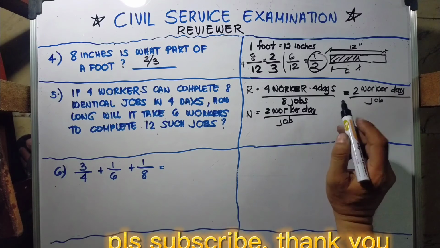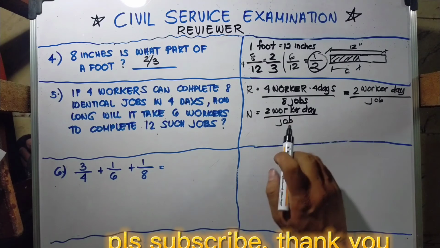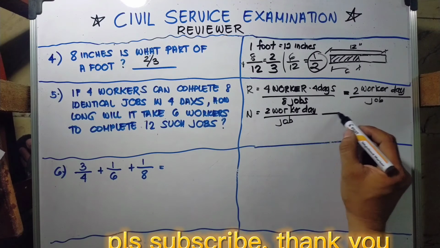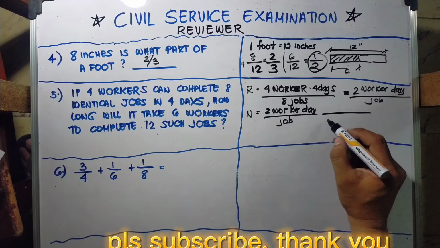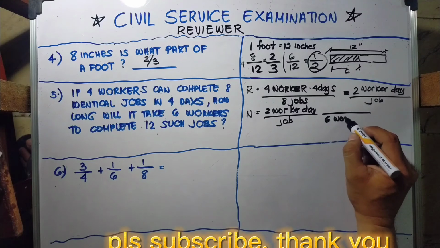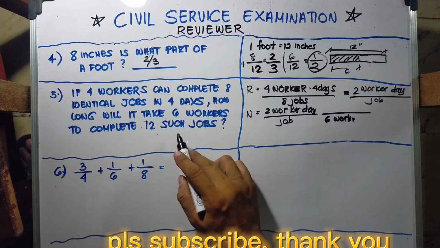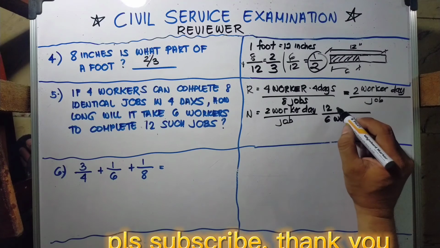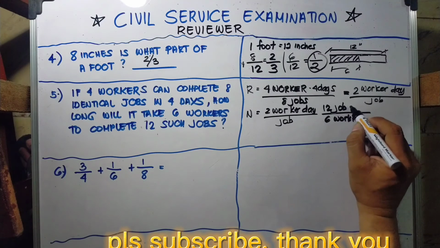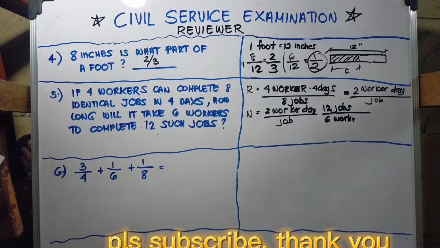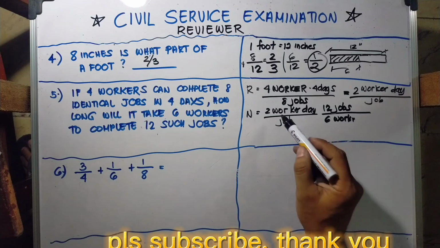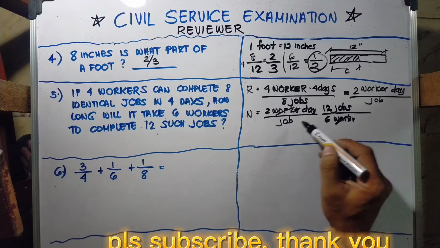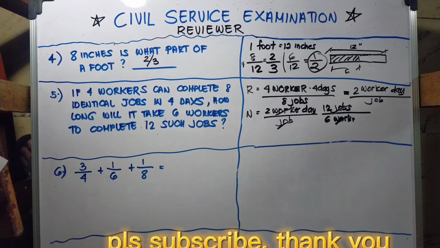So you see here the worker. So just put the 6 workers here. It's a 2 worker day, so 6 workers. Then 12 such jobs, so you put the 12 here. 12 jobs. Get it? So that's why it will cancel out here. Worker divided by worker, cancel. Jobs divided by jobs, cancel.